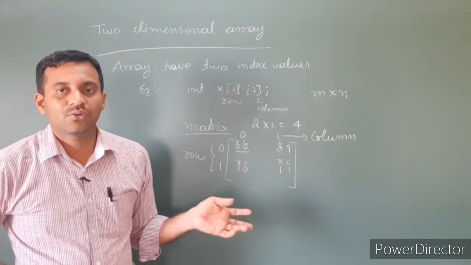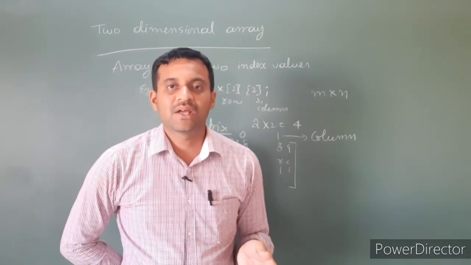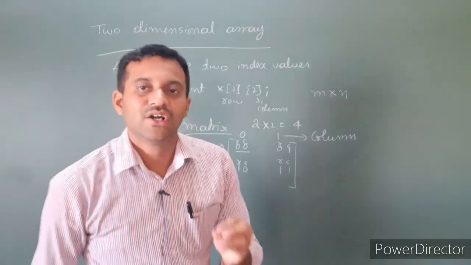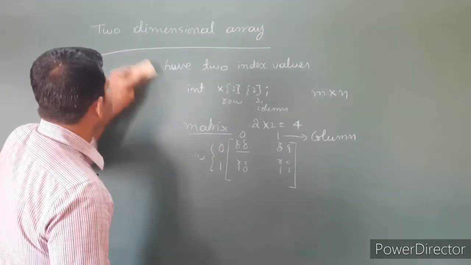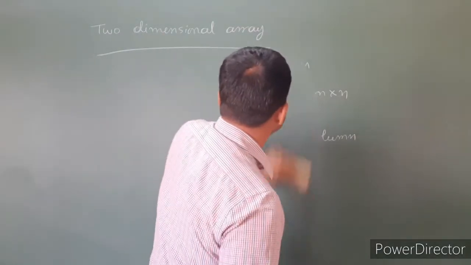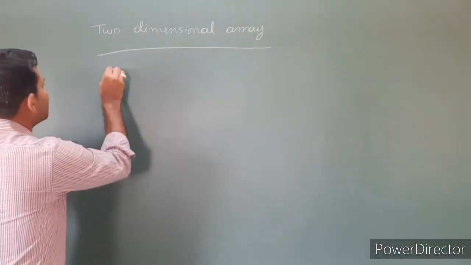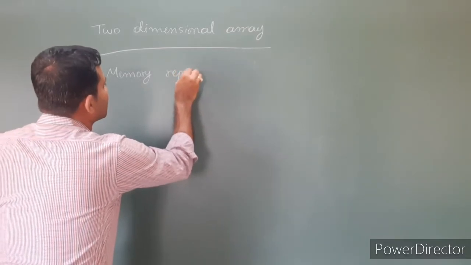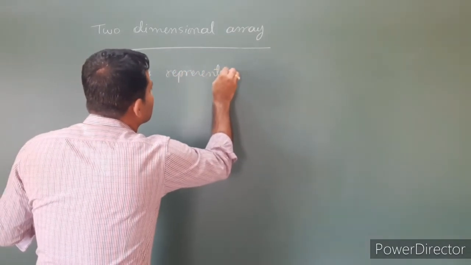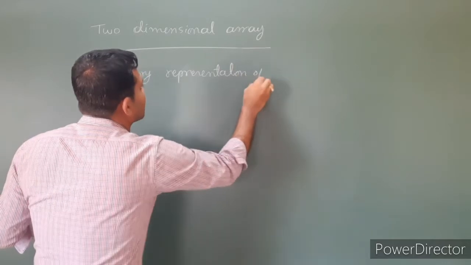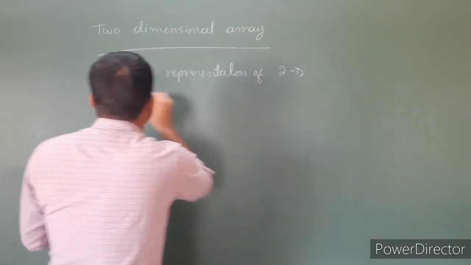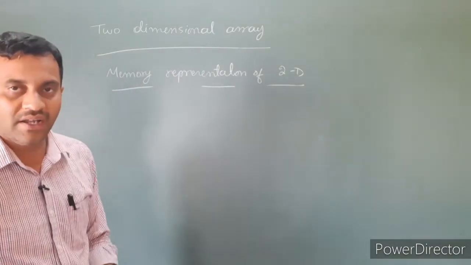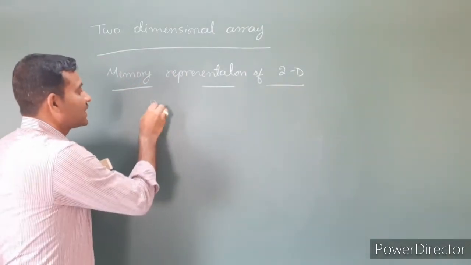Then we discuss how to represent memory for the two-dimensional array. To represent memory for the two-dimensional array, there are two methods. Memory representation of two-dimensional array. 2D refers to two-dimensional array. There are two methods to represent memory.